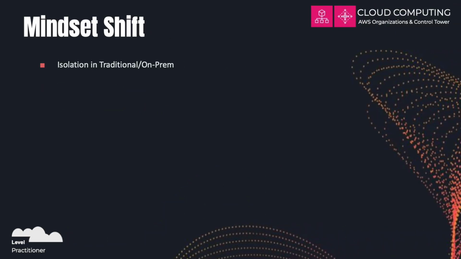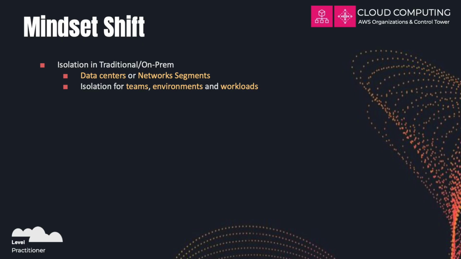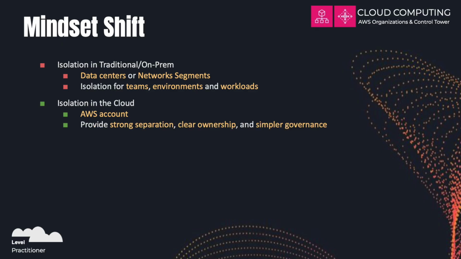In traditional on-premises environments, companies often use separate data centers or network segments to isolate teams, environments, and workloads. In the cloud, AWS accounts become the main isolation boundary. They give you strong separation, clear ownership, and simpler governance as you scale. Let's start with a quick mindset shift.